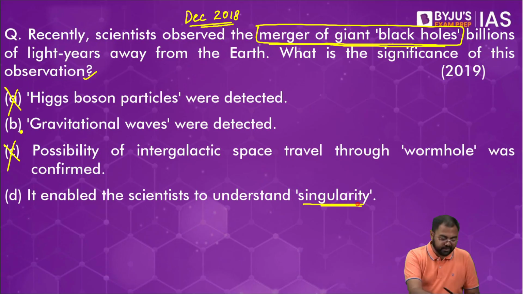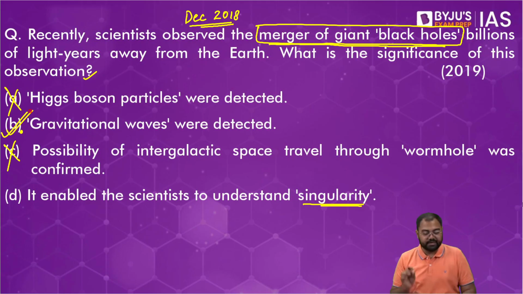So that is why the correct answer actually here will be B. Gravitational waves are detected. Just remember that whenever merger of giant black holes happen, merger of stars happen, collision of stars happen, formation of black holes happen, any of such events will always lead to generation of gravitational waves. And that's what happened here as well.